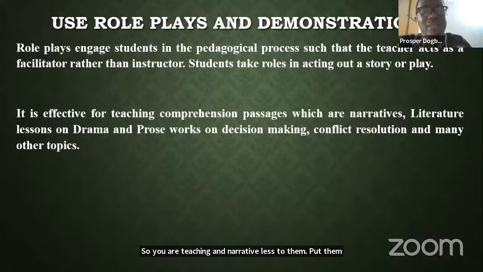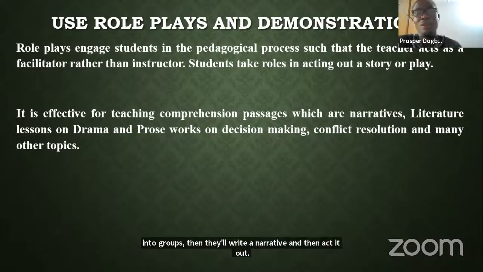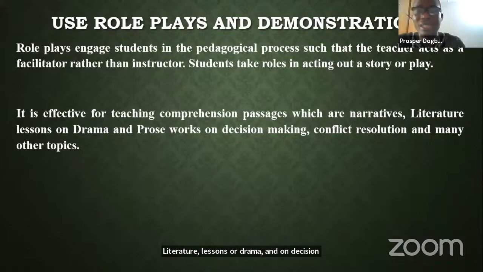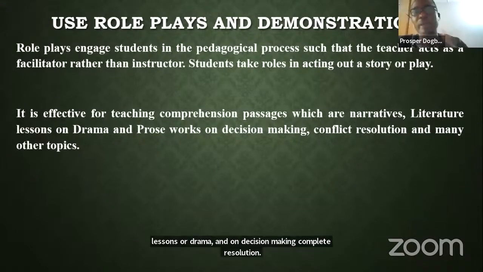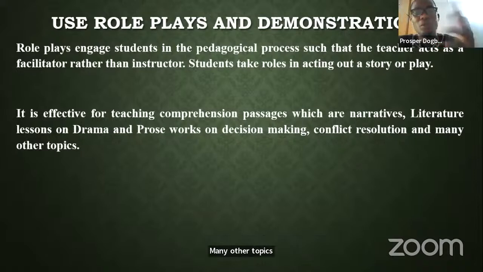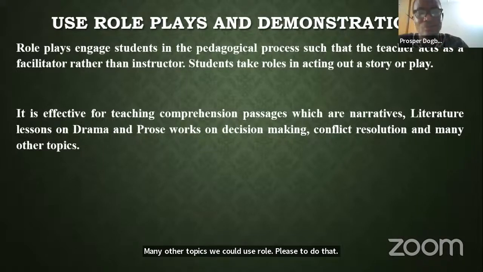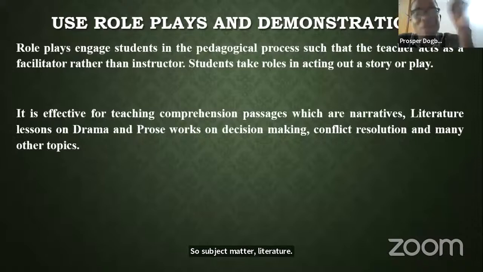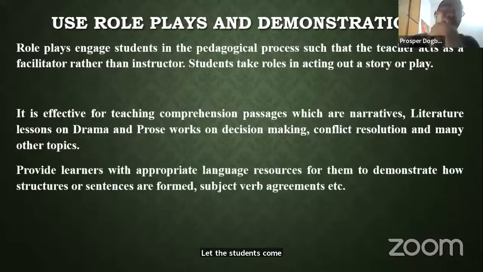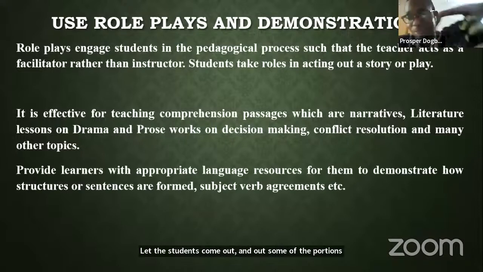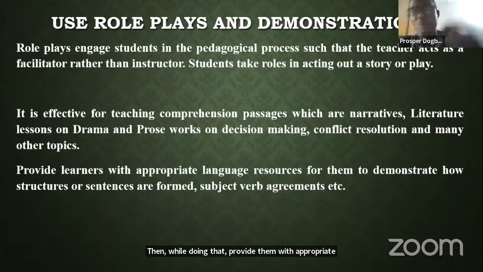Literature lessons on drama and prose works on decision making, conflict resolution, and many other topics, you could use role plays to do that. So you are discussing a particular subject matter in literature. Let the students come out and act out some of the portions of the text they are reading. Then while doing that, provide them with appropriate language resources for them to demonstrate how structures or sentences are formed in terms of subject, verb, agreement, and what have you.